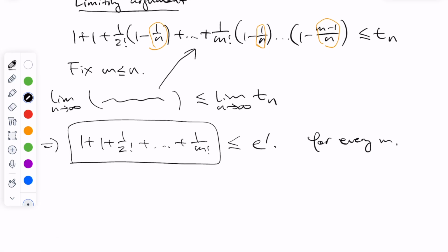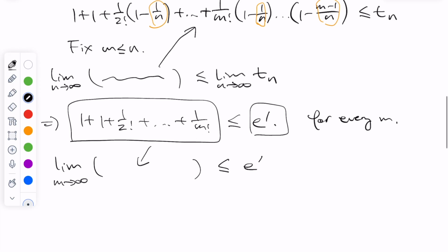And so therefore now we can take another limit in m. So now we take a limit of this expression as m goes to infinity. And it's less than or equal to the right-hand side, because the right-hand side is constant in m, so that's still e prime. But now the left-hand side is by definition e. So this implies that e is less than or equal to e prime. Okay, so that's the other inequality that we wanted.